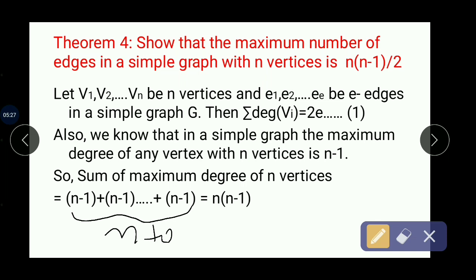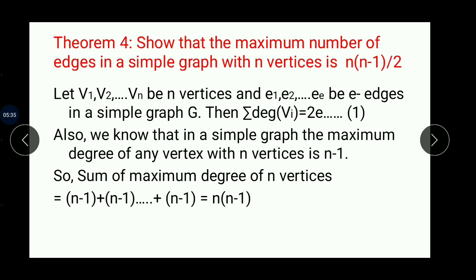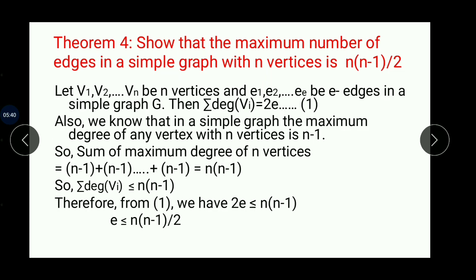So this summation comes out to be n into n minus 1, because we are considering n terms. So the sum of the maximum degrees of n vertices is n into n minus 1. So the summation of degree of vi will be less than or equal to n into n minus 1, because the maximum is this. So the sum of the degrees of vi can be less than or equal to the maximum.